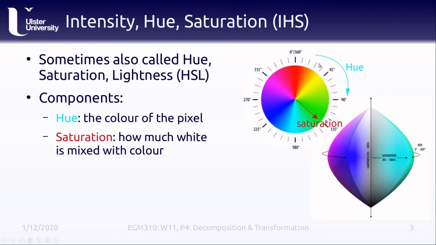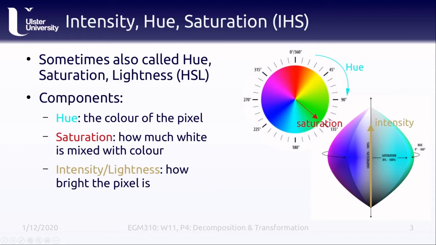Saturation refers to how much white is mixed in with the color. As we move out from the center of the color wheel, we decrease the saturation. Finally, we have intensity or lightness. This is how bright the pixel appears, ranging from 0, which means totally dark or black, and 1 or 100, representing totally light or white.